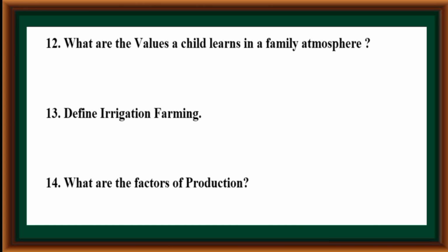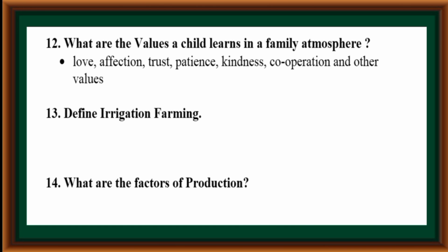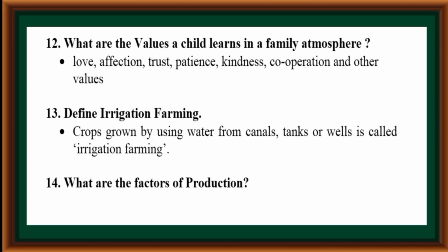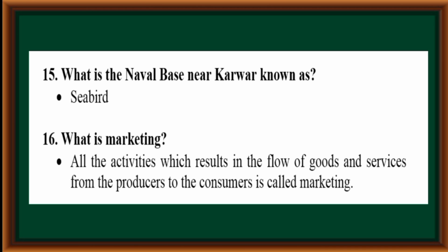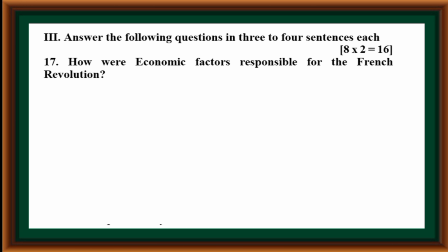What are the values a child learns in a family atmosphere? Love, affection, trust, patience, kindness, cooperation, and other values. Define irrigation farming. Crops grown by using water from canals, tanks, or wells is called irrigation farming. What are the factors of production? Land, labor, capital, and organization. What is the naval base near Karwar known as? Seabird. What is marketing? All the activities which result in the flow of goods and services from the producers to the consumers is called marketing.